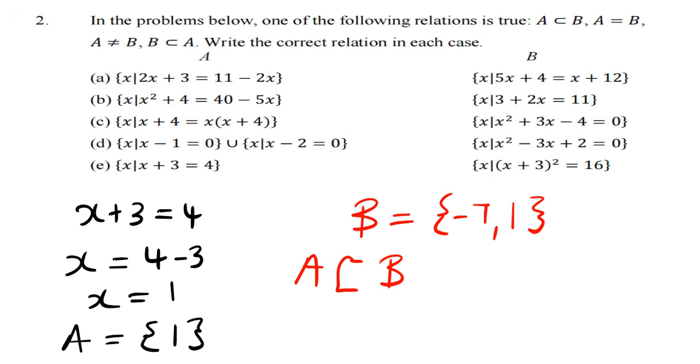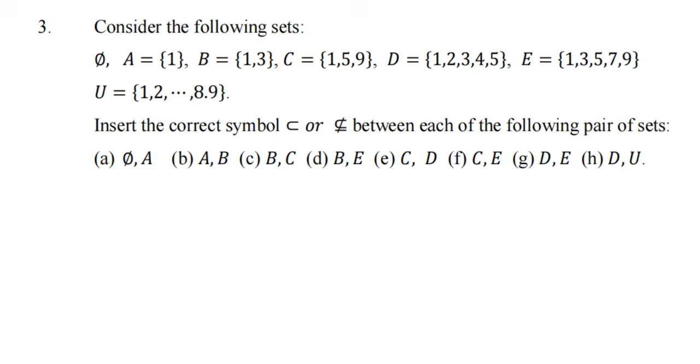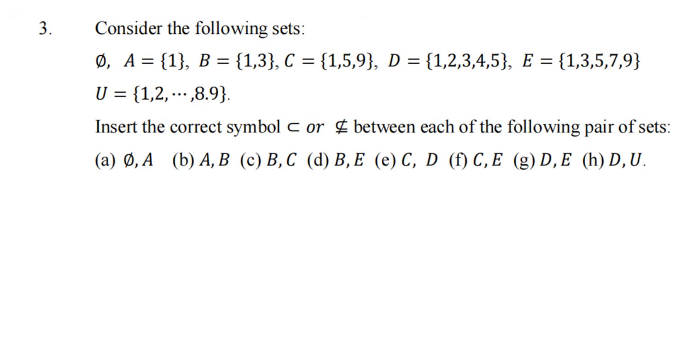So we are going to go to question number 3. We are told to consider the following sets. So there is an empty set there, there is A, there is B. We've been given those sets. We are told to insert the correct symbols, subset or not a subset, between each of the following pairs of sets. Okay, so they've given us an empty set and A.